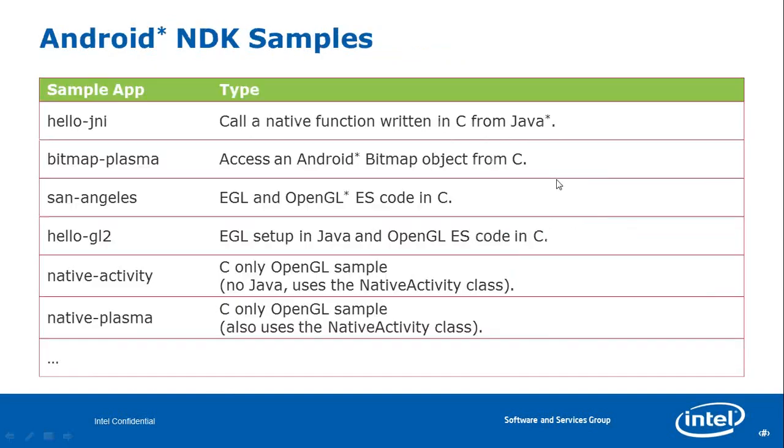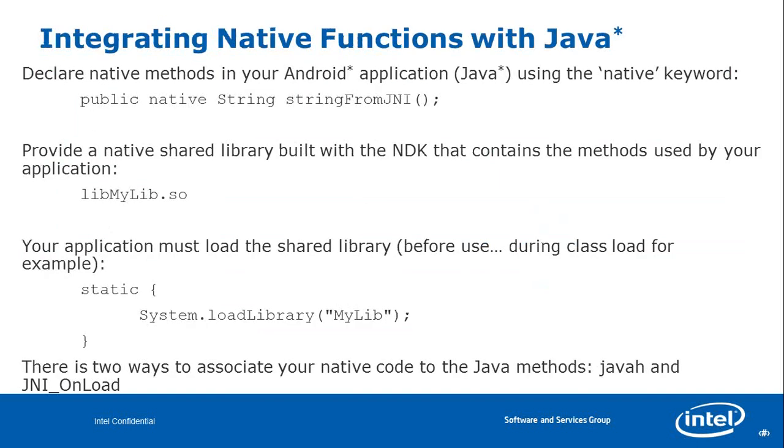Yeah. So we saw how we used the NDK sample application which was available, that's Hello JNI, in order to port it onto x86. So let's now go one step ahead and see how we integrated this C++ code with Java. There are two methods of integrating the native functions with Java. The two methods are the javah method, that is the Java header method, and the JNI onload method.